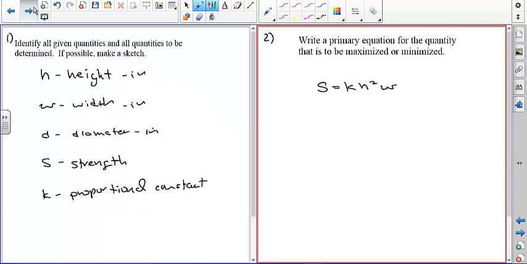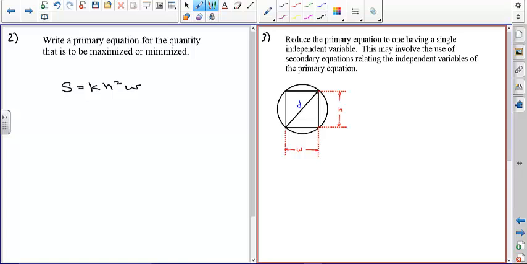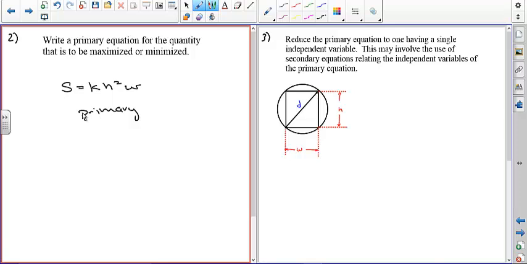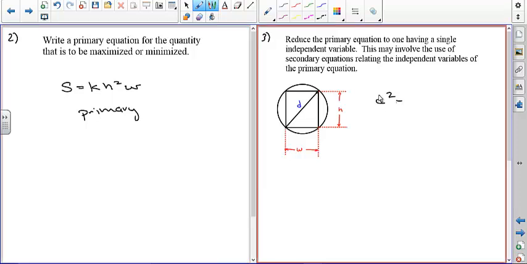So the secondary equation, so this is my primary. Again, the primary is the thing we're trying to maximize or minimize. So the next one is we're going to have that D squared is equal to W squared plus H squared. And the one that makes the most sense to solve for is H squared, because we have H squared in the original equation. We don't have W, we just have W by itself.